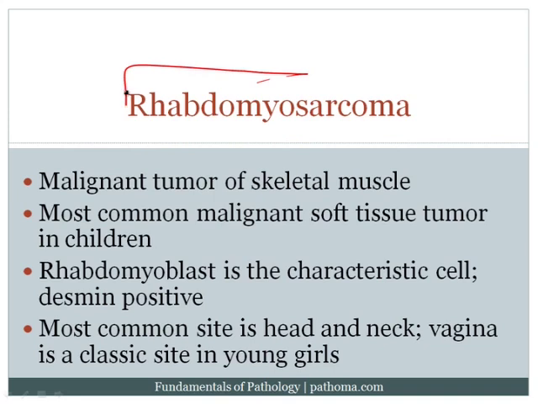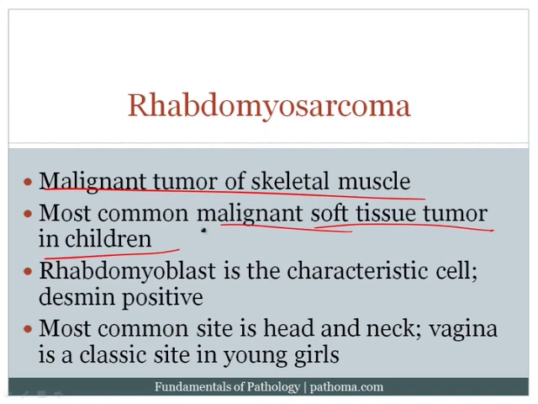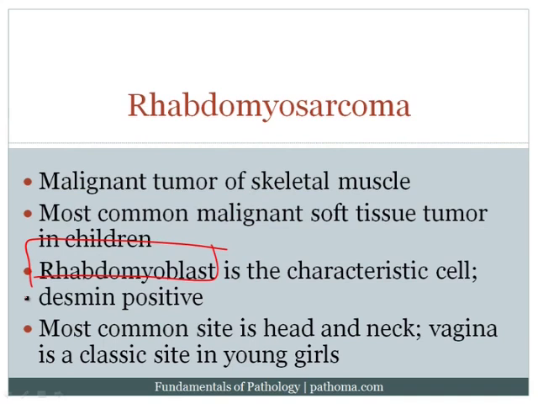Rhabdomyosarcoma, again rhabdomyo, skeletal muscle, and sarcoma, malignant mesenchymal tumor. So this is a malignant tumor of skeletal muscle. Important to know, it's the most common malignant soft tissue tumor in children. The characteristic cell is called a rhabdomyoblast. Board examiners like you to know that this cell is desmin positive. The most common site is the head and neck.